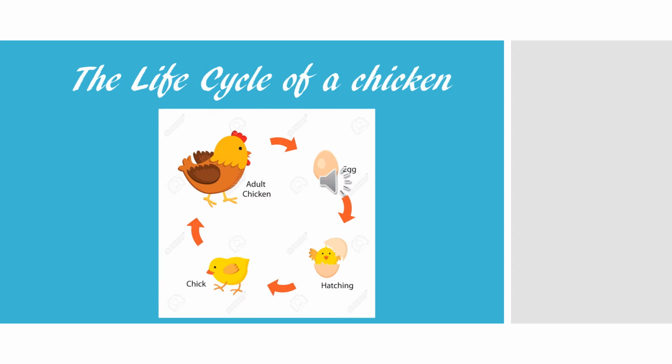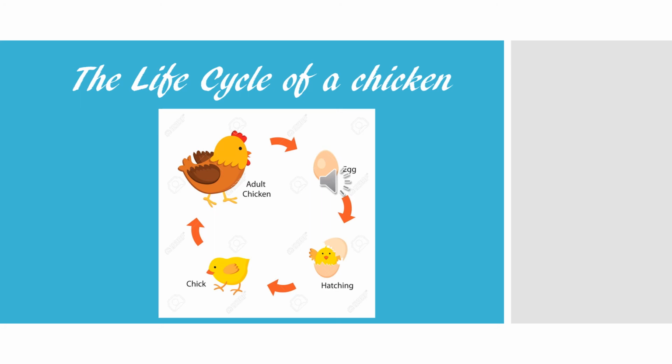This one, as you can see, is the life cycle of the chicken. So what came first, the chicken or the egg? The egg hatches after it's been laid by the chicken, and you get a chick. The chick grows up into an adult chicken. If you look, there's also a link on the last slide to a video about the life cycle of a chicken.